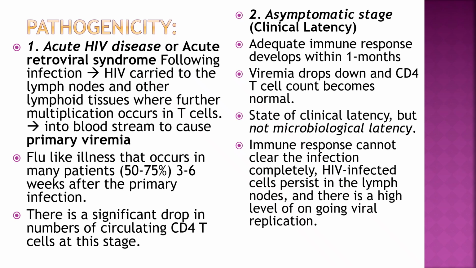Second is the asymptomatic stage, clinical latency. An adequate immune response develops within 1 month. Viremia drops down and CD4 cell count becomes normal. This is a state of clinical latency but not microbiological latency. The immune response cannot clear the infection completely. HIV-infected cells persist in lymph nodes and there is a high level of ongoing viral replication.